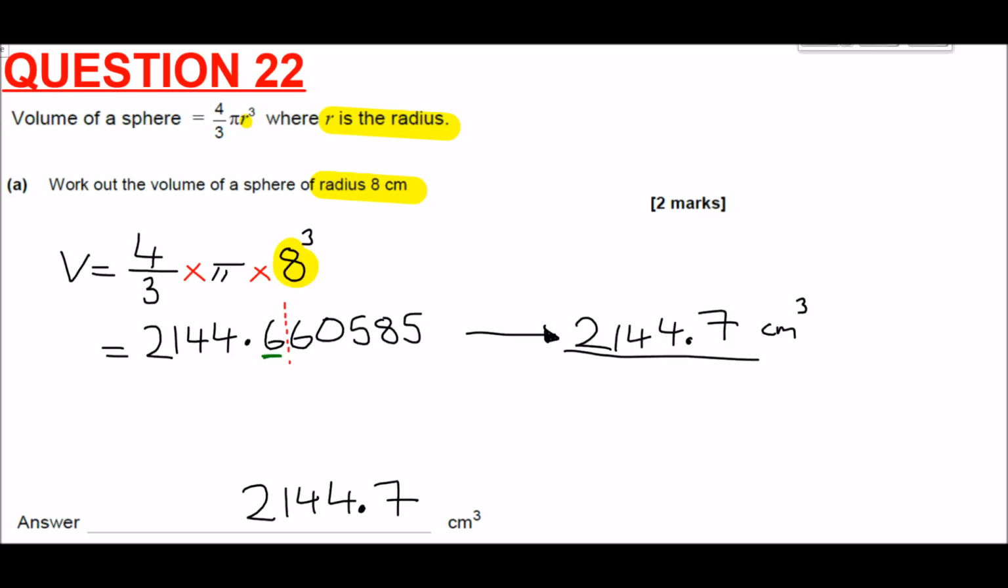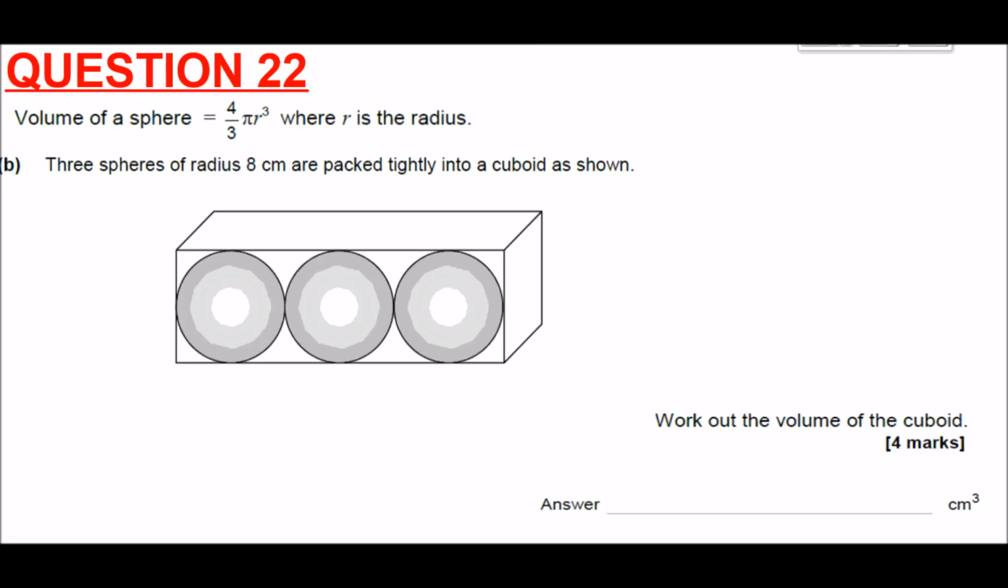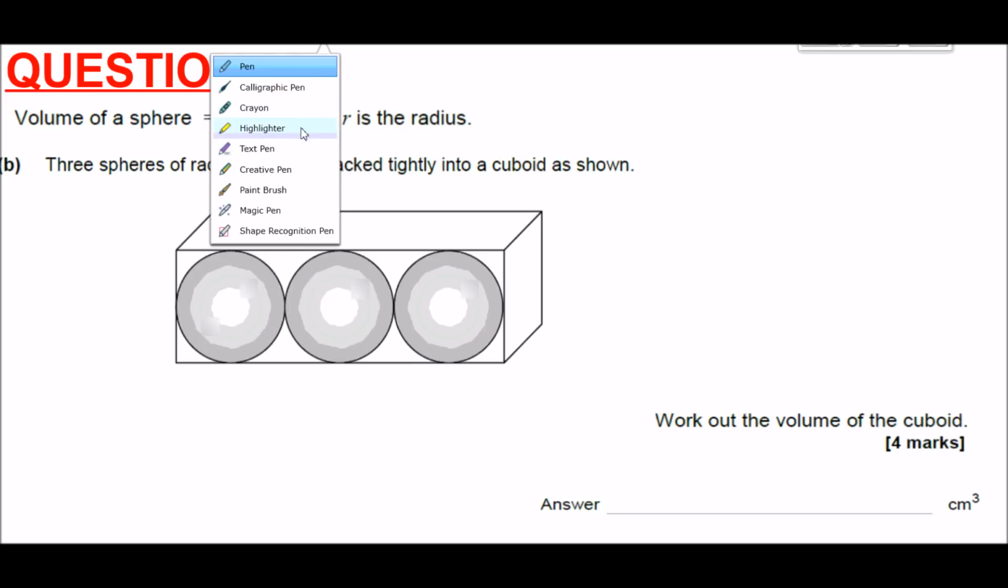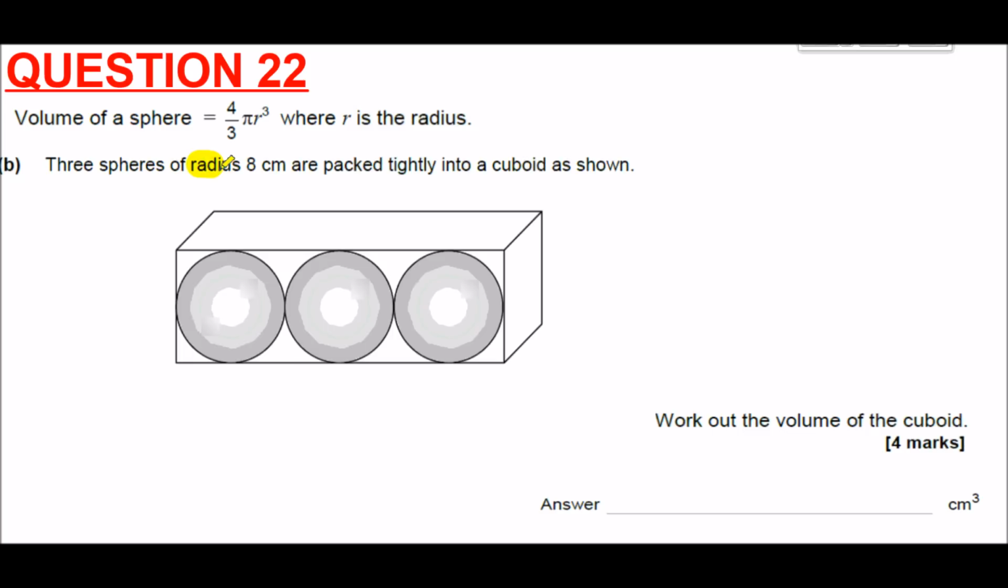Part B, we've got this new diagram, and we're told that 3 spheres of radius 8 centimetres are packed tightly into a cuboid, as shown here. And so, again, the radius is 8, so it's the same sort of spheres. Now, the radius of a sphere just means the distance from the middle to the outside. And so, this means the radius would be 8.